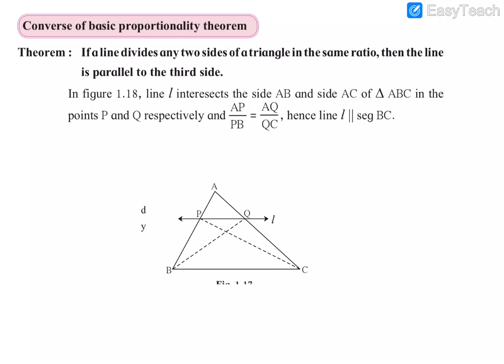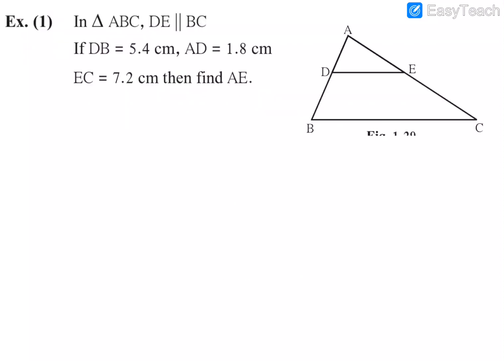So in this converse theorem it will be opposite. If a line intersects two sides of the triangle at two points and the ratio of the two sides of this triangle is equal, then this line is parallel to the third side of the triangle. So the converse of the basic proportionality theorem is: if a line divides any two sides of a triangle in the same ratio, which means it is given that AP by PB is equal to AQ by QC, then the line L will be parallel to the side BC. So this is the converse of the basic proportionality theorem.